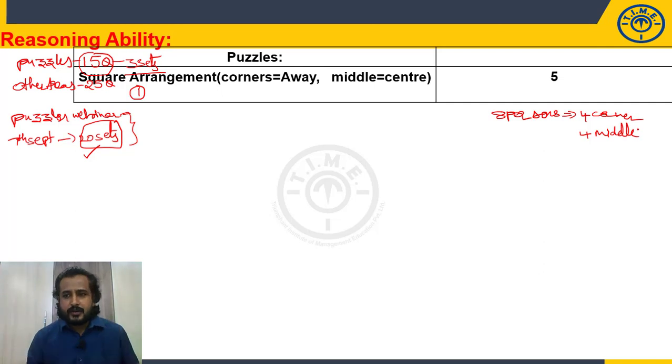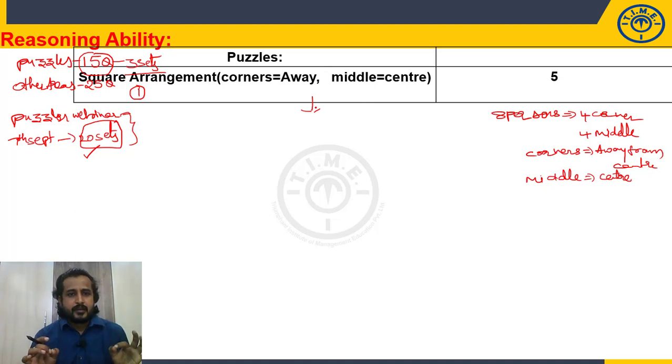And it is also mentioned the persons who are sitting at the corners are facing away from the center. And the persons who are sitting at the middle of the faces are facing towards the center, followed by clues. Again, as predicted by us, the clues are given in order. Students are able to easily solve the puzzles because they know the ideal way to solve them. So the clues are given in the order.